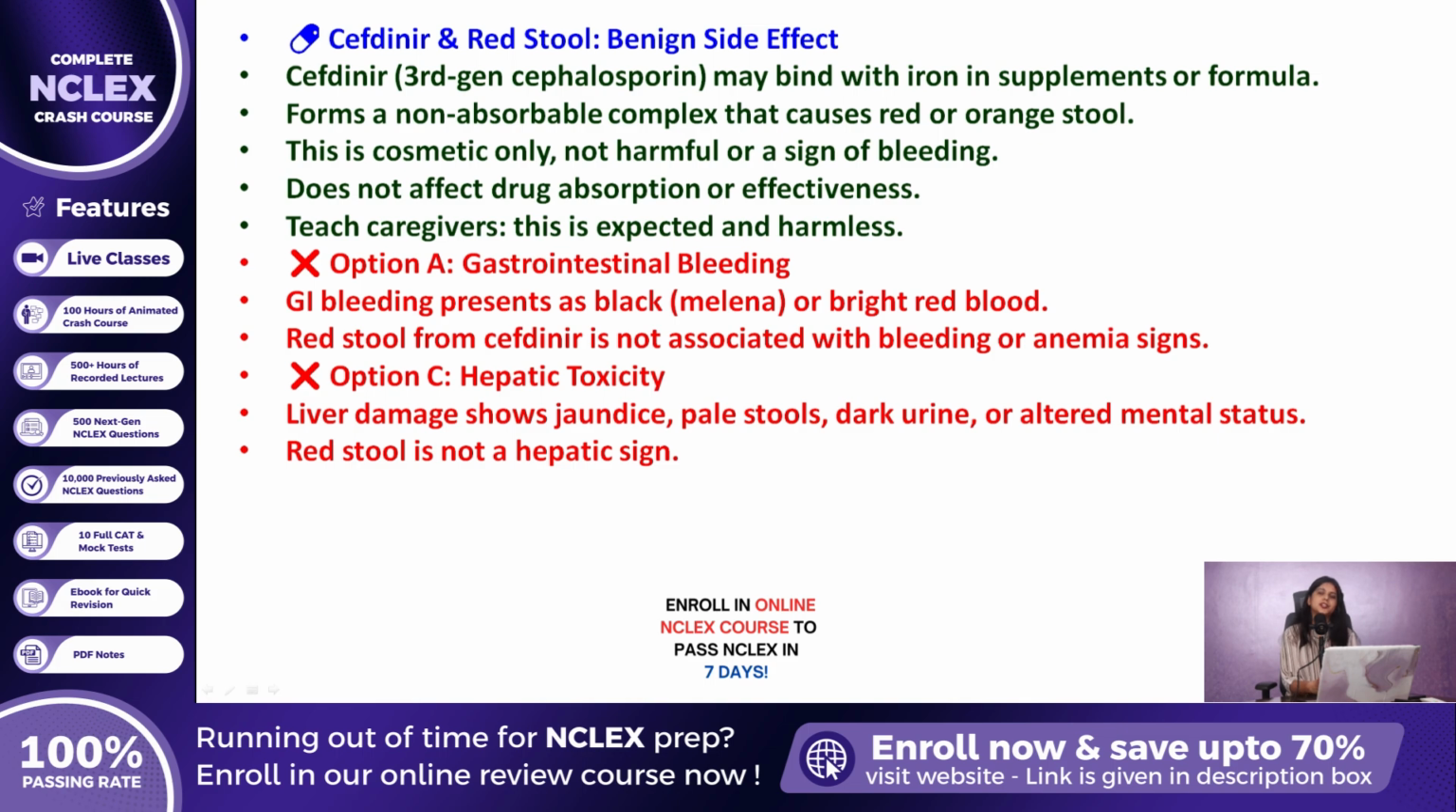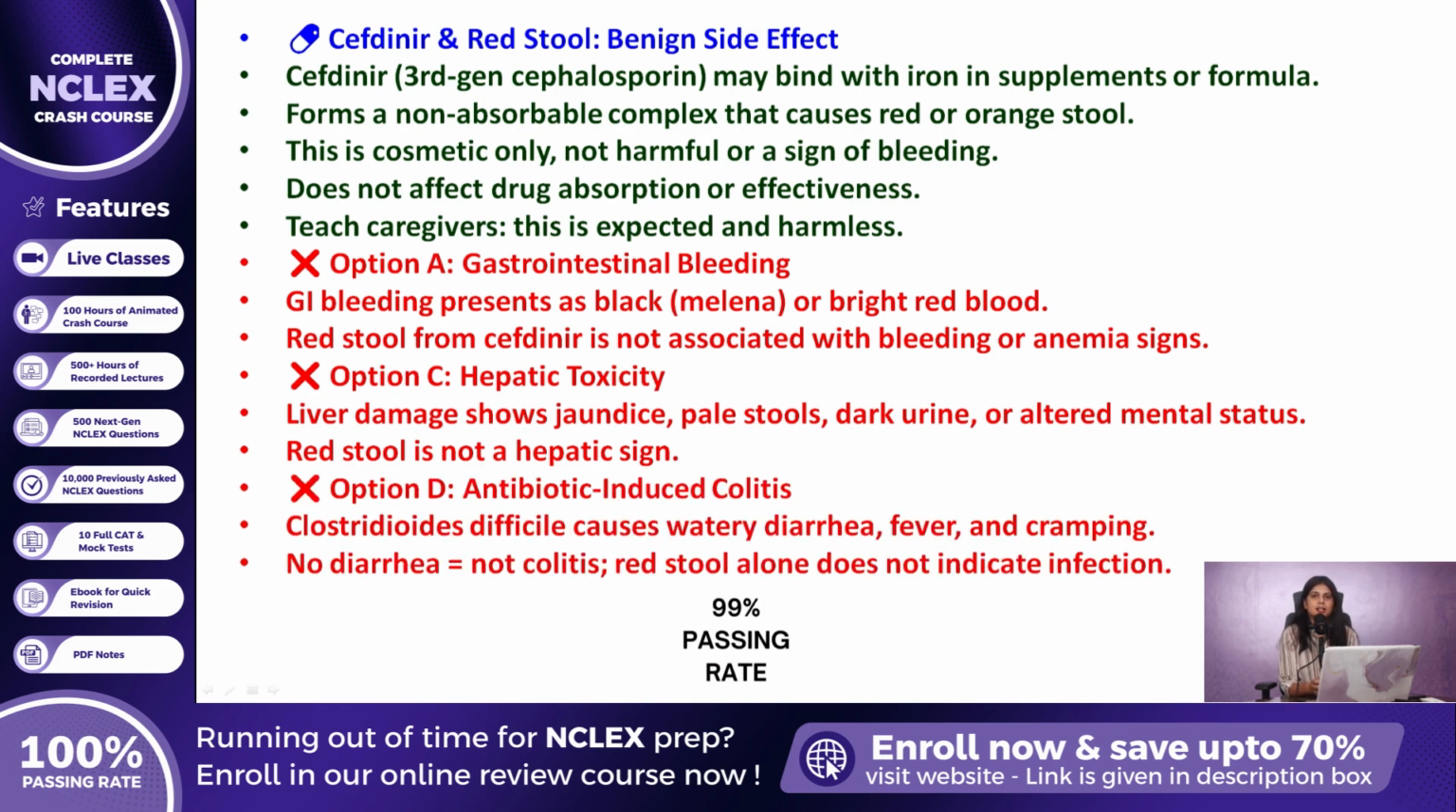Let us now examine Option D, which refers to antibiotic-induced colitis. This condition, more formally known as Clostridioides difficile-associated diarrhea, generally presents with profuse watery diarrhea, abdominal cramping, fever, and sometimes leukocytosis. It is a serious complication, but relatively rare in children receiving short, uncomplicated courses of antibiotics like cefdinir. Red discoloration of the stool, in the absence of diarrhea or pain, does not fit the picture and should not be attributed to colitis. Mistaking harmless stool changes for signs of infection or inflammation can lead to confusion and mismanagement.